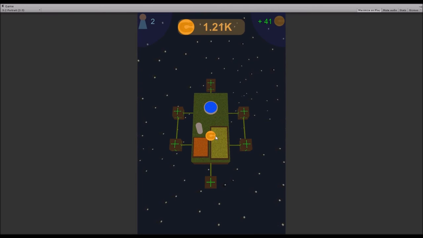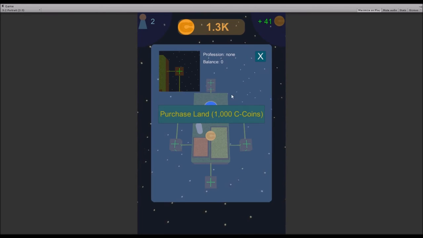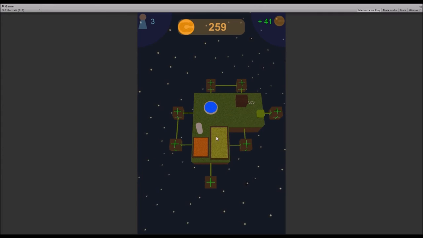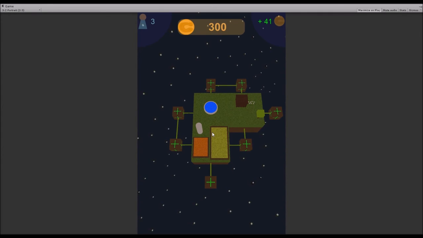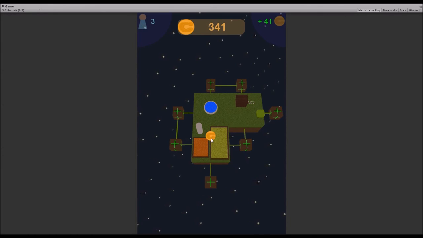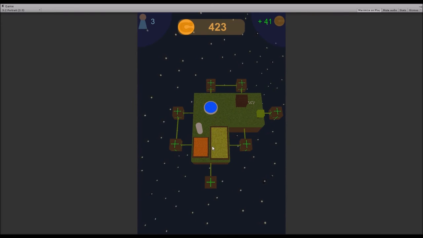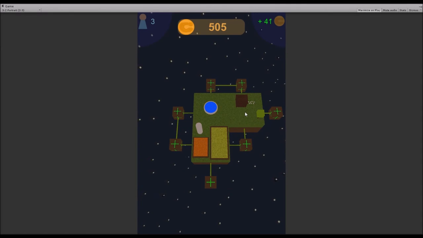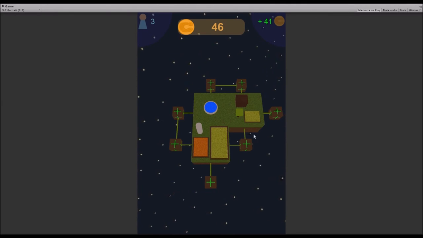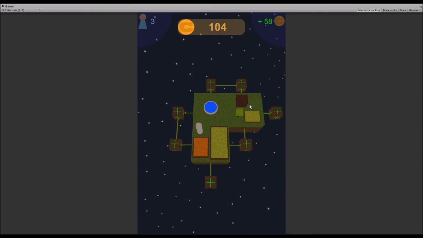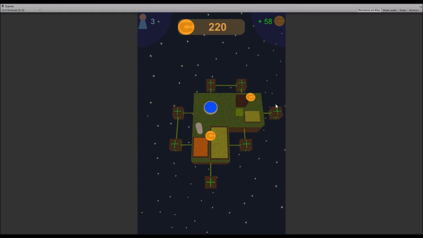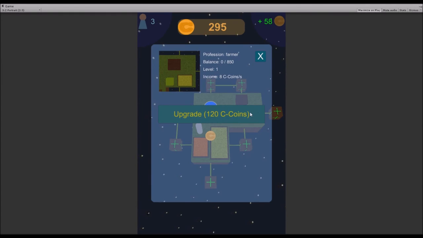1.2k coins again, so we can expand our land by purchasing new land for 1,000 C coins. So we can upgrade that as well, we can populate it. We just need a little bit more money to subsidize it. And yeah, almost there. There we go. So we now can subsidize it, and we have 2 money sources now, which are both farmer, because there's no other profession at the moment.